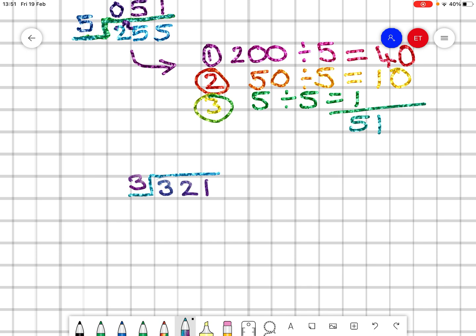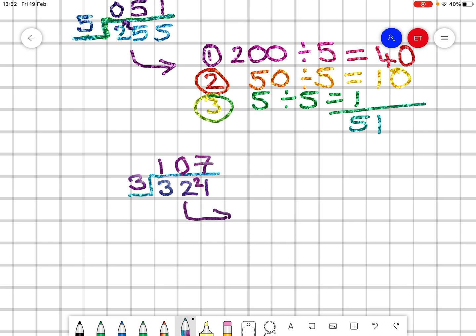Can we divide 3 by 3? Yes. If you had 3 ice creams and you wanted to share them with 3 people, they would get 1 each. Can we divide 2 by 3? No, we cannot. So that's going to have to be a 0. Then we need to carry over our 2 because we haven't divided that yet. Can we divide 21 by 3? Yes, we can. The answer is 7.